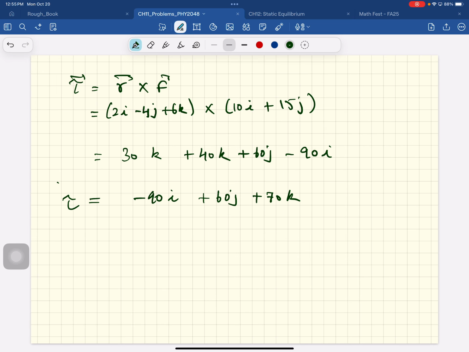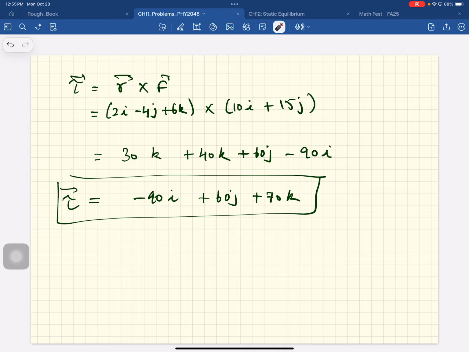And what are the units for torque? Look at the formula. Newton meter.